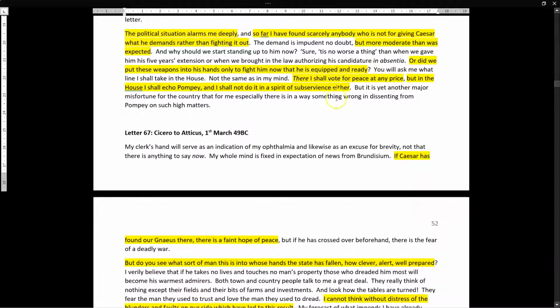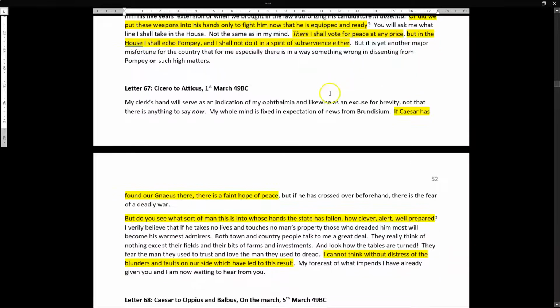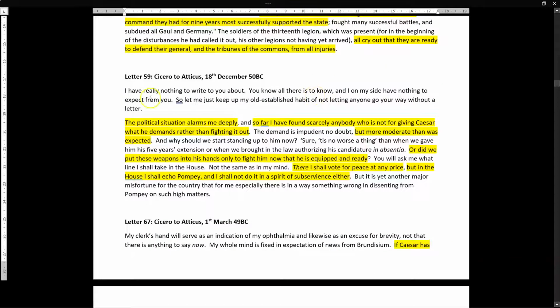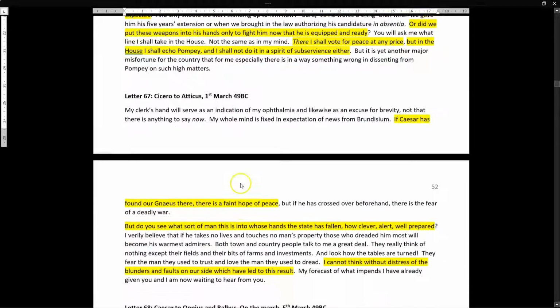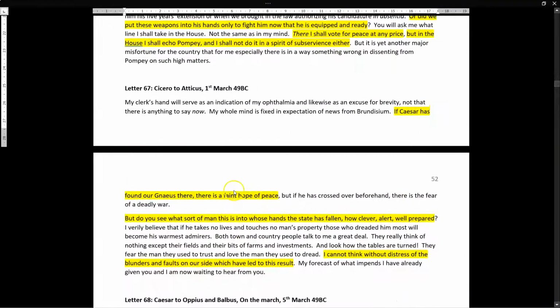That has led to this particular situation. So obviously, he says that when he goes to the Senate, "I shall vote for peace at any price." So Cicero does not want war, understandably. "But in the House, I shall echo Pompey. I shall not do it in a spirit of subservience either." Kind of are. So he's going to support Pompey publicly, loudly. He will support whatever Pompey votes for, but he will actually vote for peace if he can help it, because he doesn't particularly want war. So that's fine.